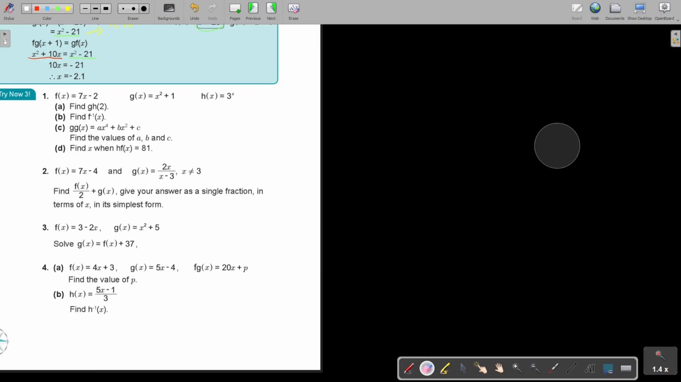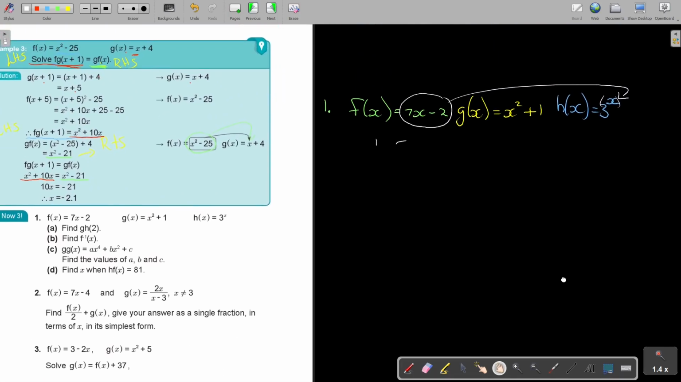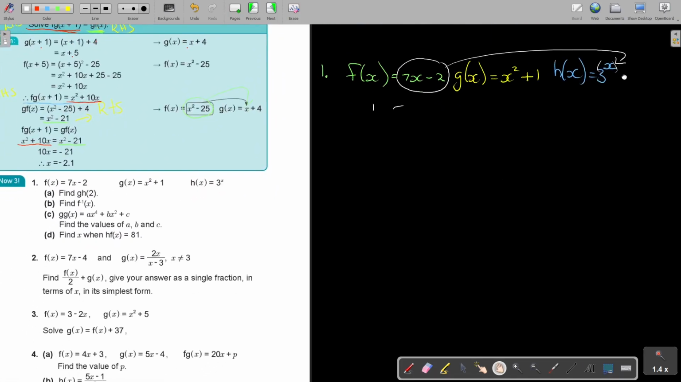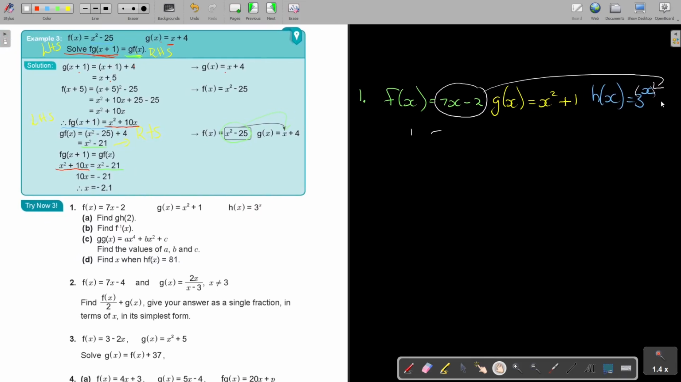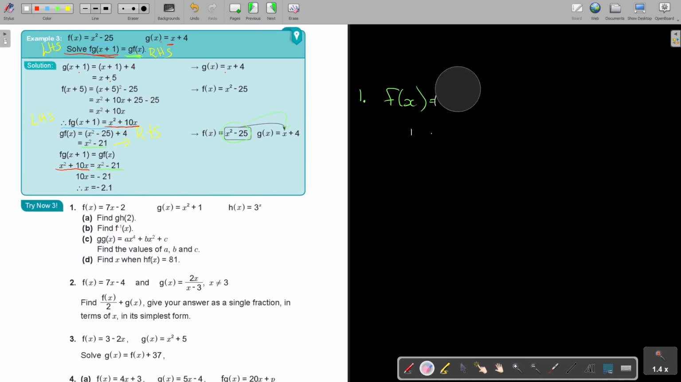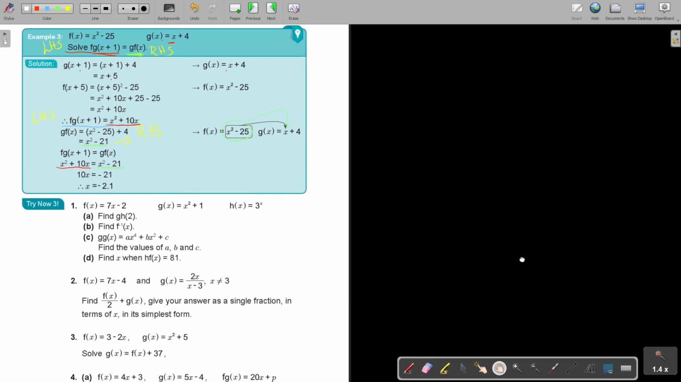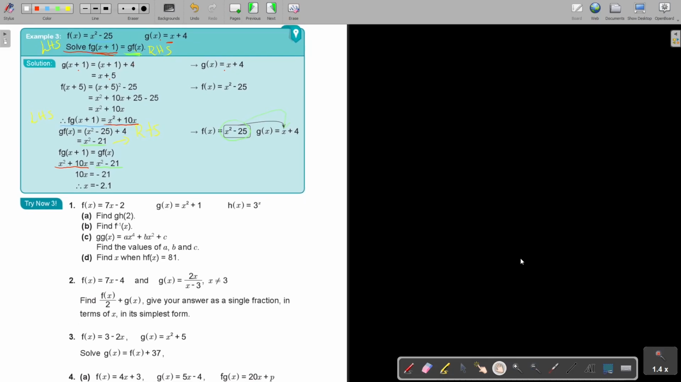As I said, functions is like algebra. It's equations, very few basic things that you have to know, and then just do it. Okay, practice it. Number 2.